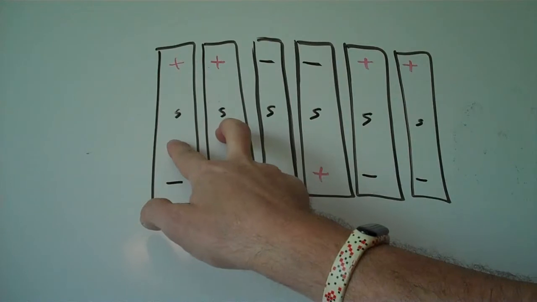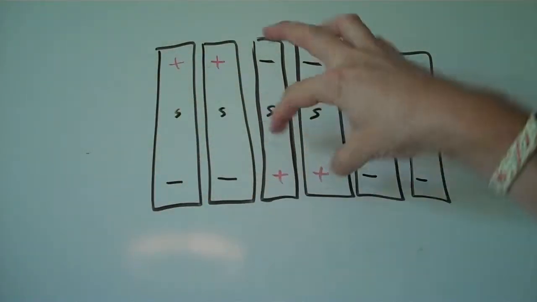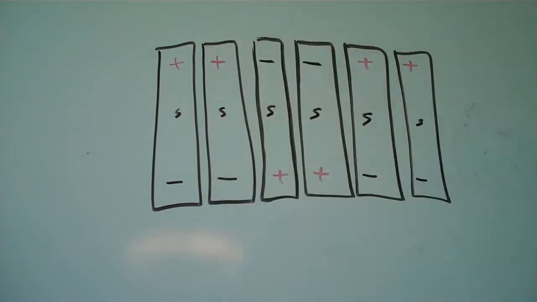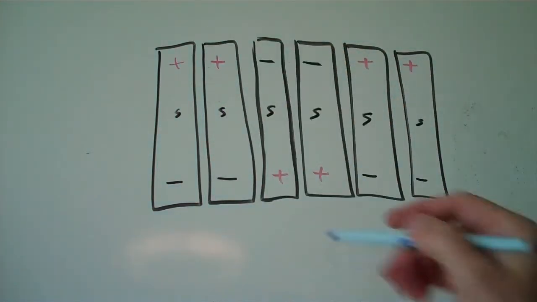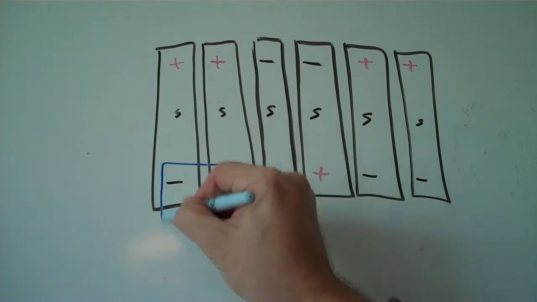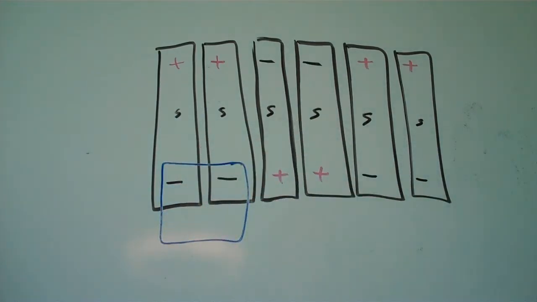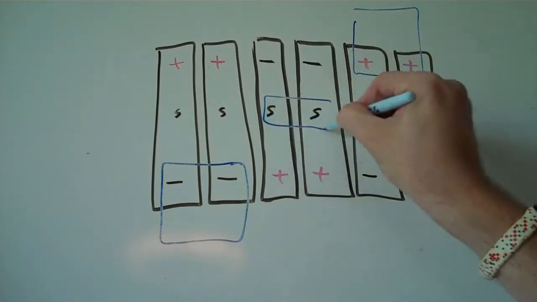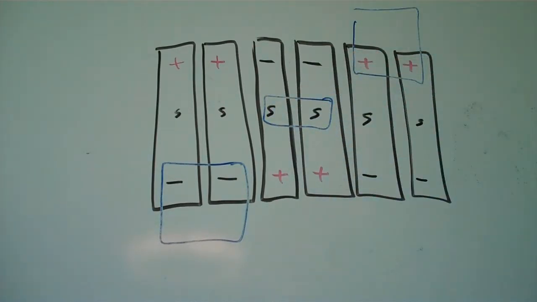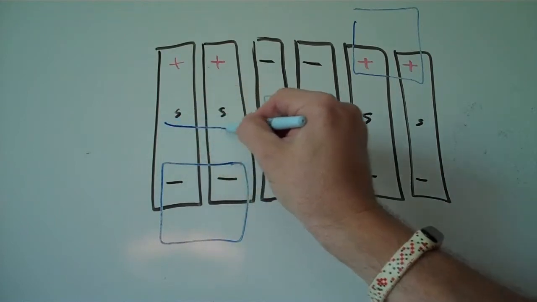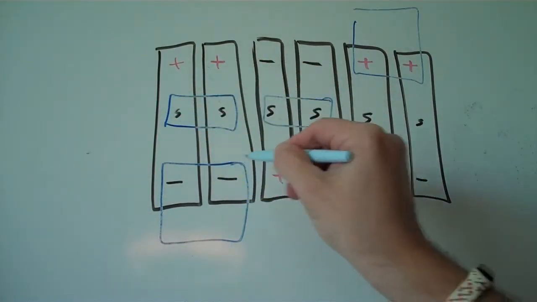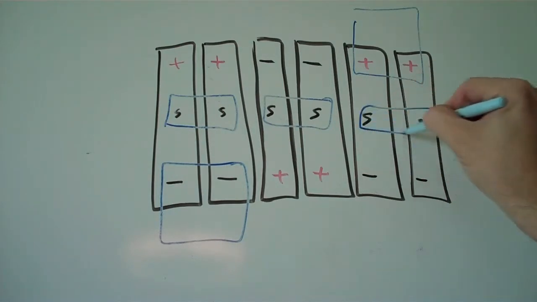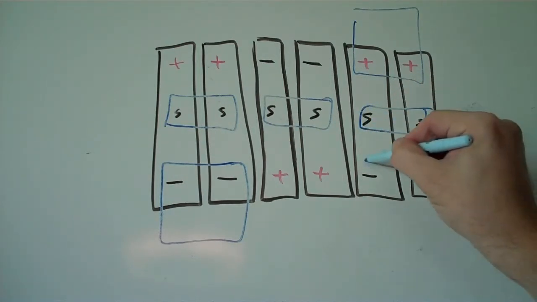Notice that these 2 modules are aligned the same direction. These 2 are flipped, so the plus and minus are reverse, and then these are flipped back in the same orientation. So these 2 are going to be in parallel. These 2 are in parallel, and these 2 here are in parallel. Now, because they're in parallel, I need to connect these sense terminals together, and the negative terminals together, and the positive terminals together, to keep them all in parallel.